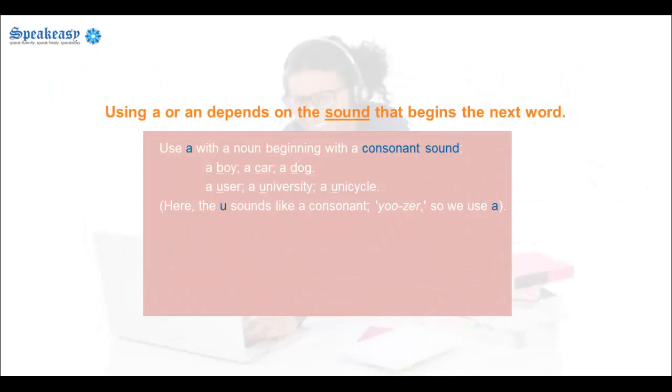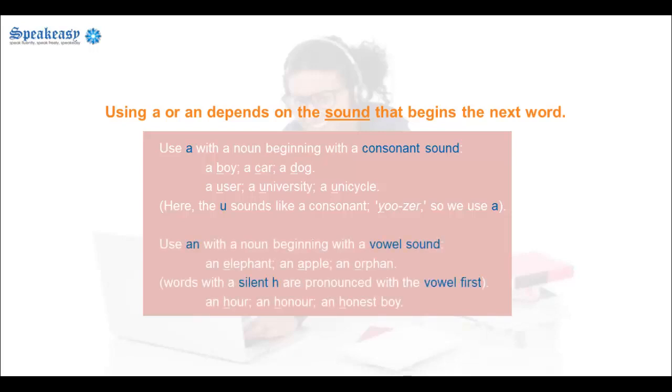Using a or an depends on the sound that begins the next word. Use a with a noun beginning with a consonant sound. A boy, a car, a dog. A user, a university, a unicycle all start with a U sound, which is similar to a consonant sound. User. So we use a.